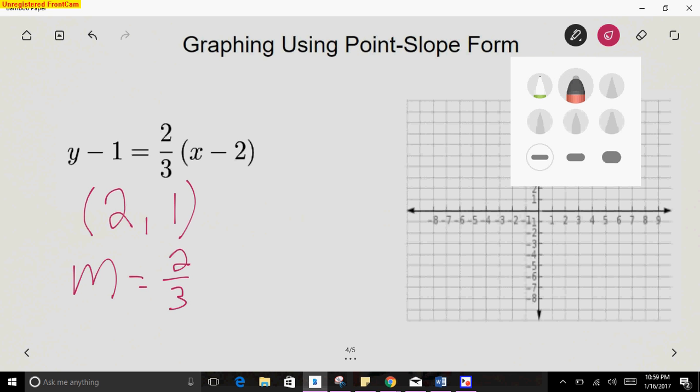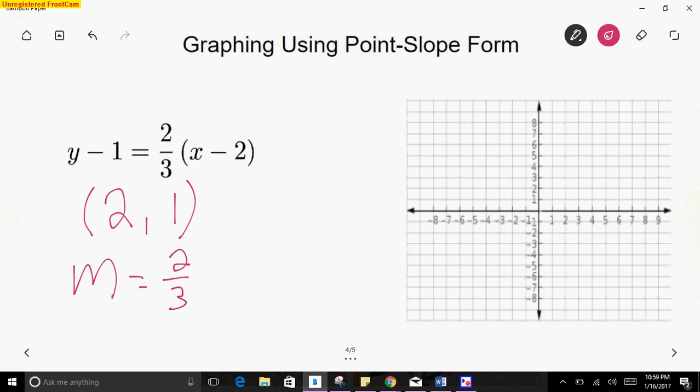When we want to graph this, the first thing we want to graph is our ordered pair. So we're going to go to the point 2, 1, so over 2, up 1. Then our slope is 2/3. So from that point that we already made at 2, 1, we want to go up 2 to the right 3. And we can continue doing that, up 2 to the right 3. We could have also gone in the other direction, down 2 to the left 3. Because remember, -2 over -3 will be positive 2/3. So we could continue going that way also.